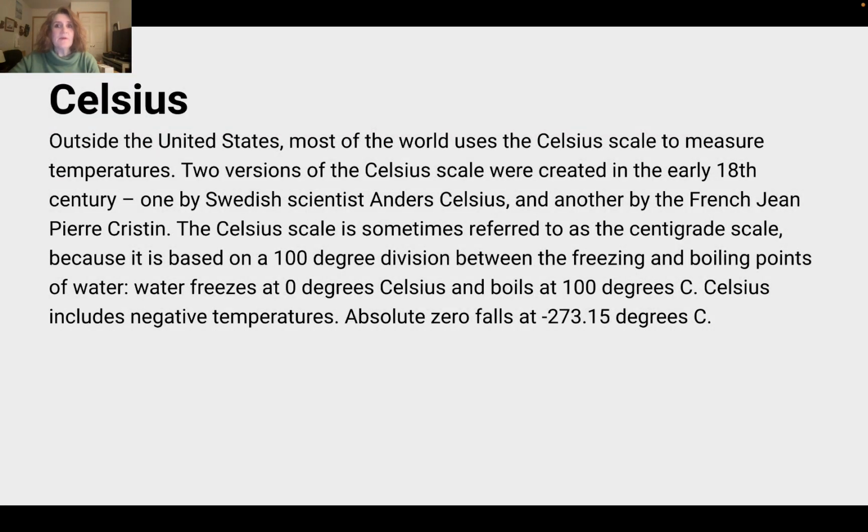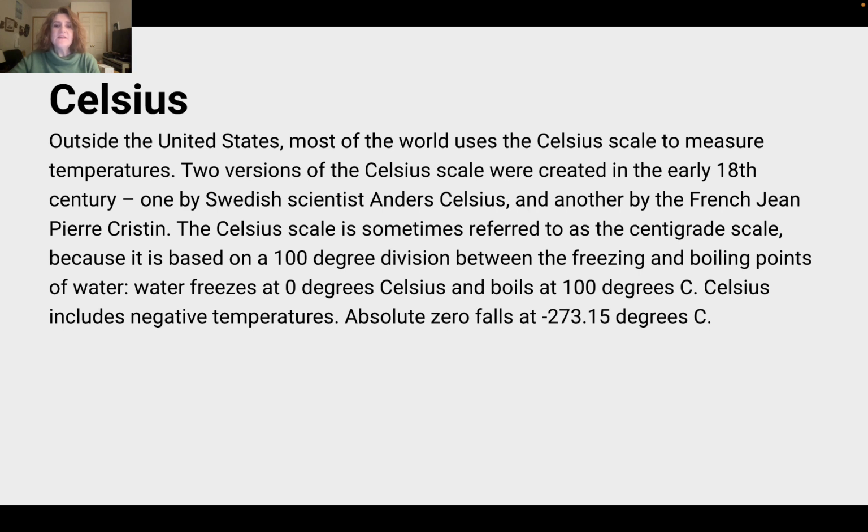Celsius is used primarily outside the United States. Most of the world uses the Celsius scale to measure their temperature, and 2 versions of the Celsius scale were actually created in the early 18th century. One by a Swede, Anders Celsius, and the other by a Frenchman, Jean-Pierre Christin.